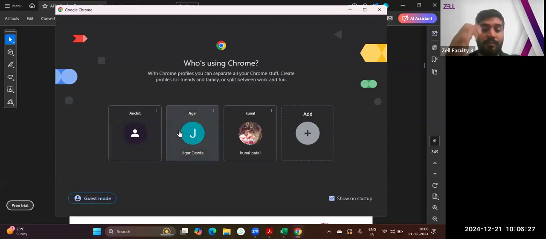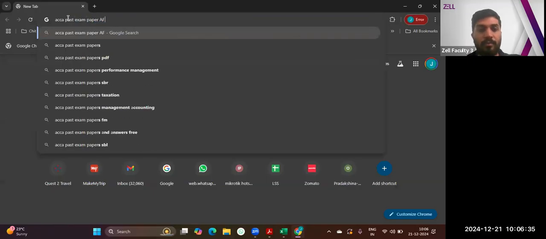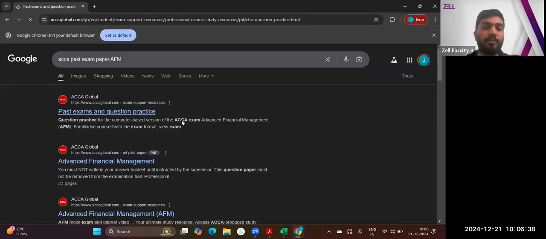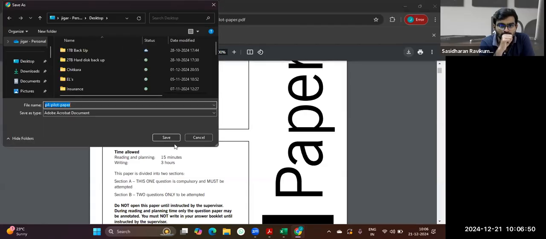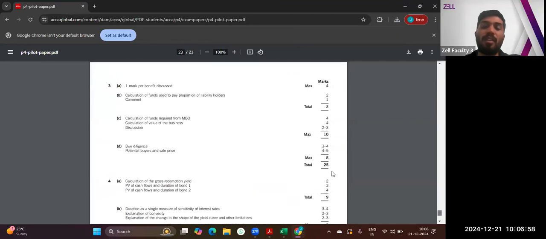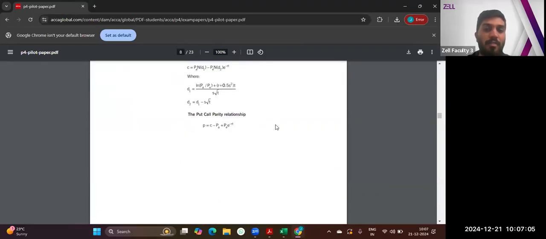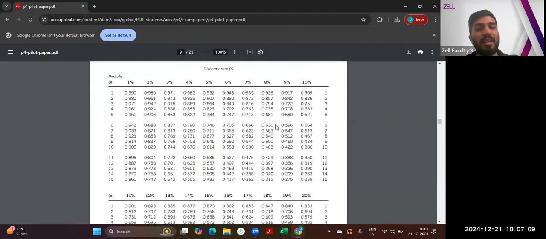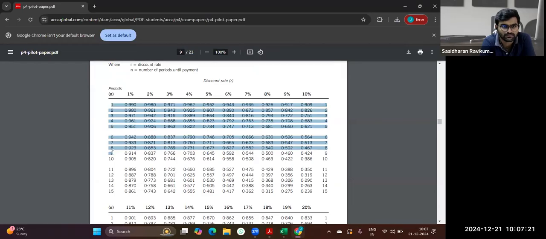Let me figure out something. In the exam, guys, there are formulas that are given to you. This is the formula sheet that will be there. Along with the formula sheet, you also have a present value table, and you also have an annuity table. First, let me tell you how to read a present value table. This is your number of periods. Period means the number of years.